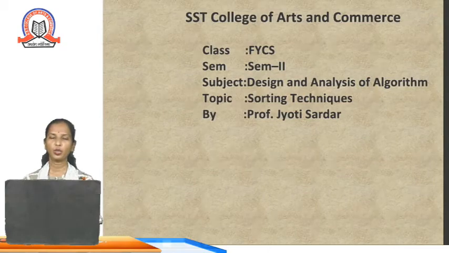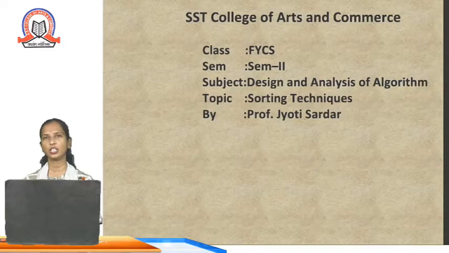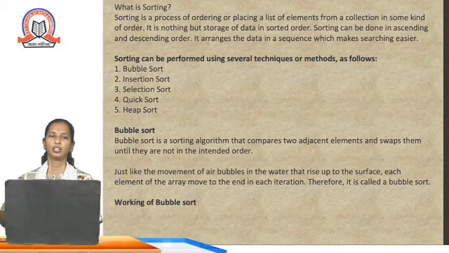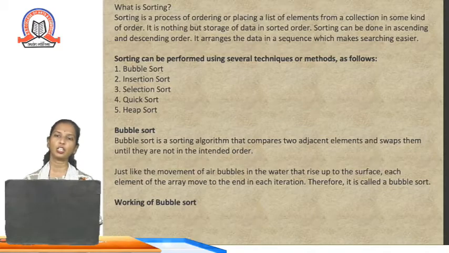I'll be talking about sorting techniques from the subject Design and Analysis of Algorithm of FYCS Semester 2. The technique is sorting. Basically, sorting is arranging the numbers in ascending or descending manner. So basically placing the elements in some order. It is nothing but the storage of data in some order. Sorting can mean ascending or descending, that is either increasing or decreasing fashion.